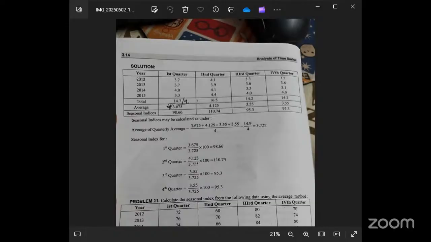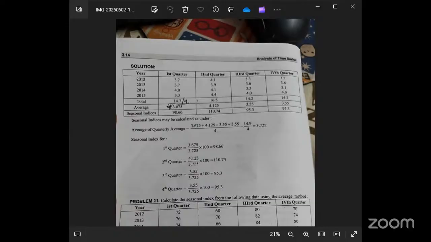And second quarter, 4.125 divided by 3.725 into 100. We are getting 110.74. As usual for third quarter and fourth quarter, third quarter 3.55 divided by 3.725 into 100. So we are getting 95.3, and for fourth quarter also 95.3. So it is very simple to understand this link relative seasonal variations.